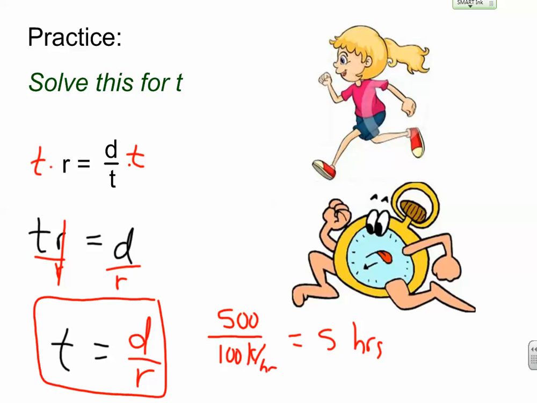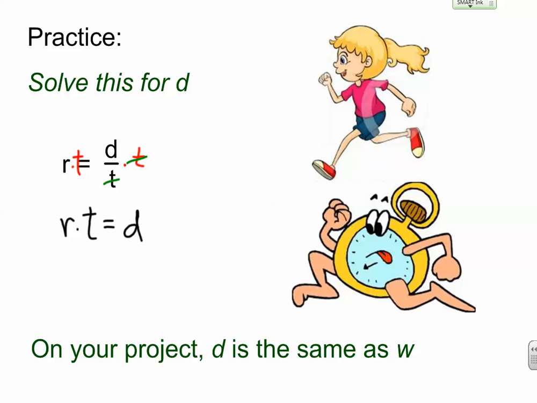And then we did this one for d. So we started with r equals d over t, and if I wanted to say d equals, I just multiply both sides by t. Rate times time equals distance. If I'm going 100 kilometers an hour for 5 hours, I go a total of 500 kilometers. And on your project, d is the same thing as w. It says let w be the distance from Vienna to your city in Europe.